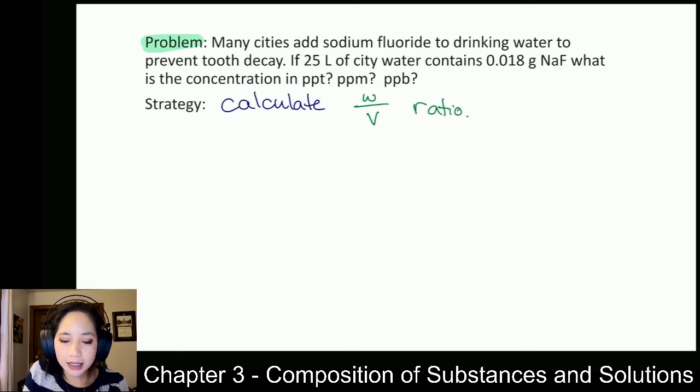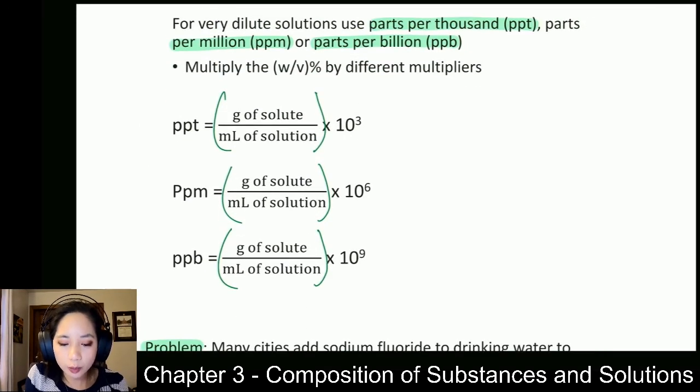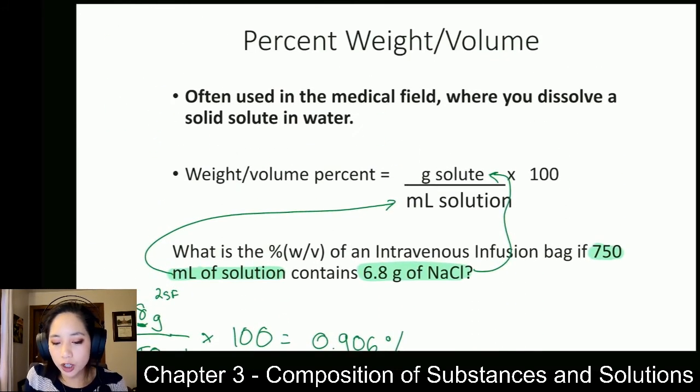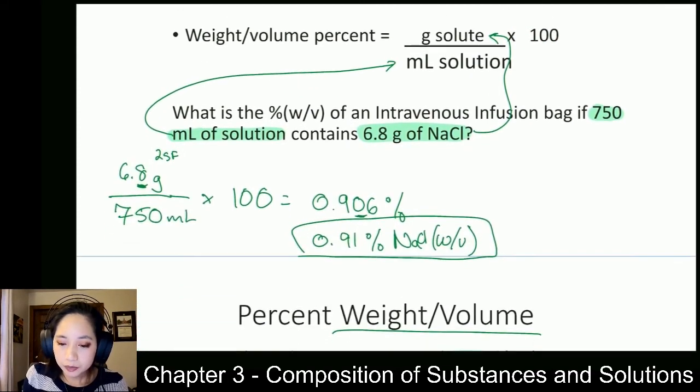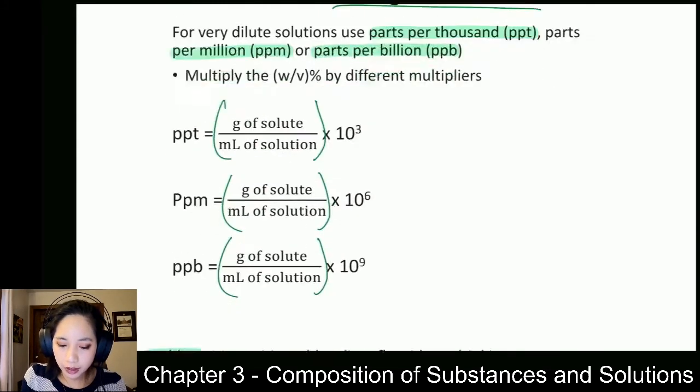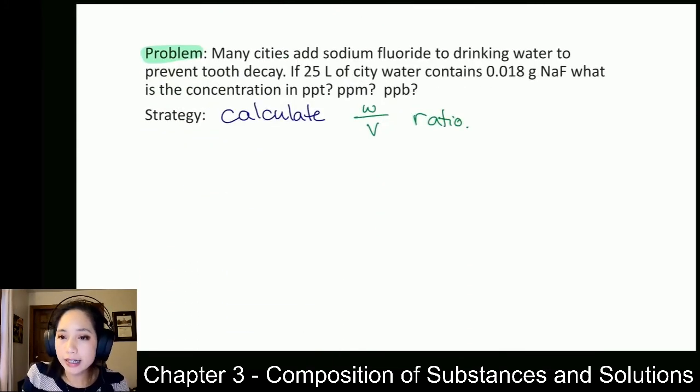Because if we look back at this slide, parts per thousand, million, and billion, we need this ratio, and then we will apply the different multipliers to get thousand, million, and billion. I will point out that we're not taking the percentage, so we're only taking this ratio, the grams over volume in milliliters of the solution. So don't apply the 100, because that's what makes it a percentage. So let's identify what is the solute, the grams of solute, and what is the volume of solution.